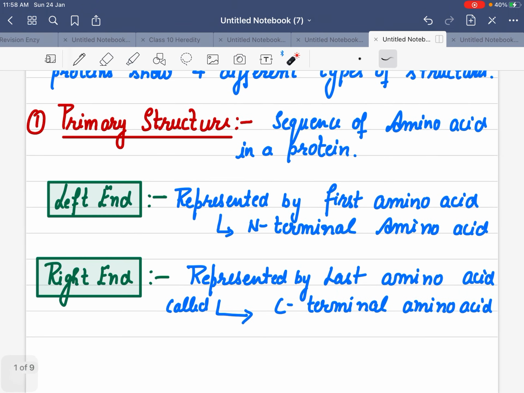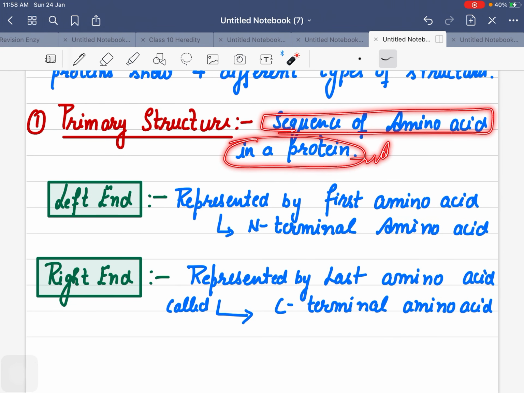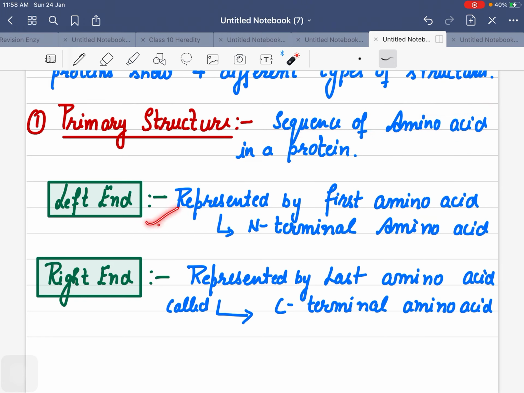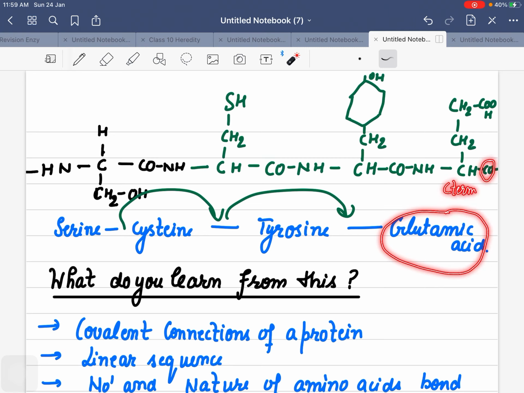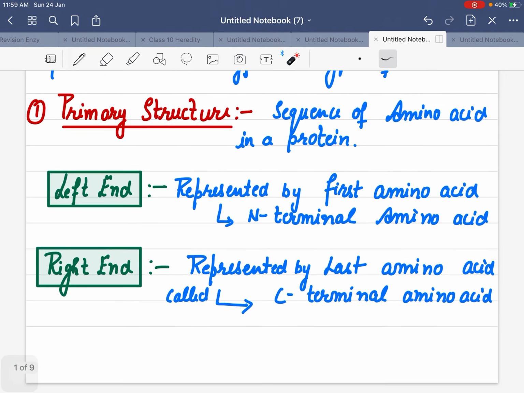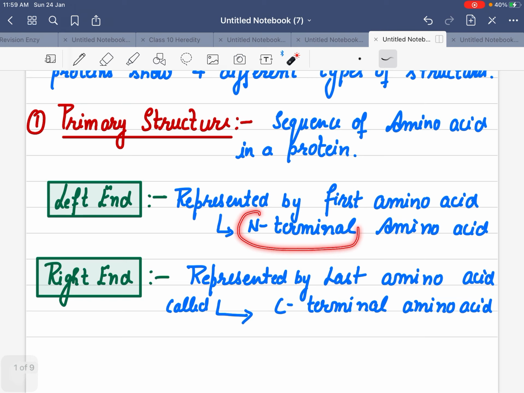So in the primary structure of the protein, amino acids are arranged in a linear sequence. The left end is known as N terminal, because it is represented by your first amino acid. Suppose your first amino acid is serine, then its N terminal will be the first left end, and the last amino acid is glutamic acid, its C terminal will represent the last end. So the first terminal in the primary structure is known as N terminal, and the last end is known as C terminal.